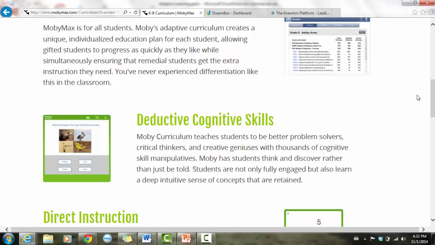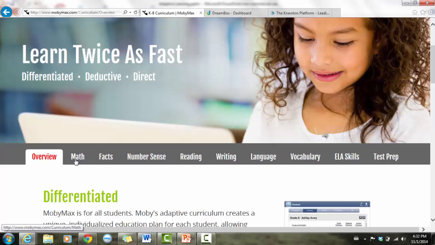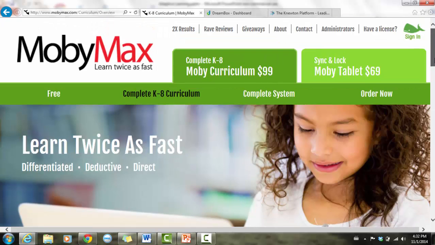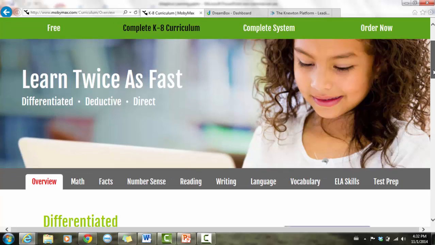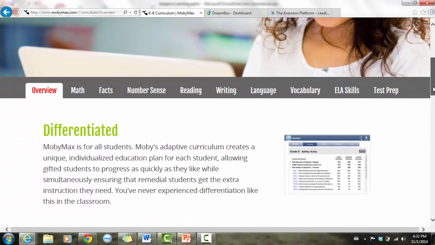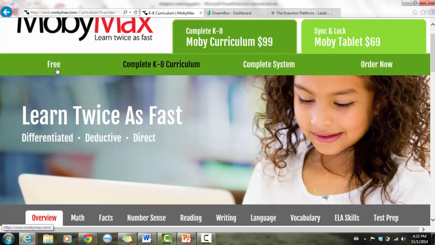Deductive cognitive skills. It shows on pictures. They choose which ones to not use. It has all skills ranging on here, K through 12. You can go to math facts, number sense, reading, writing, language, vocabulary, ELA skills, and test prep. So there's not science on MobyMax, but there is science on Khan Academy. So there's two differences for MobyMax versus Khan Academy. It says free right here, but that would just be for like a 30-day notice.